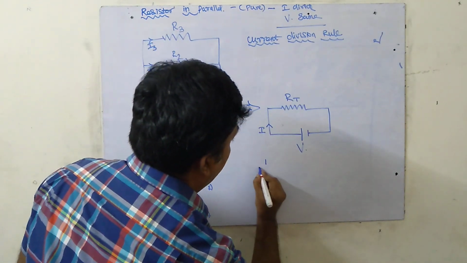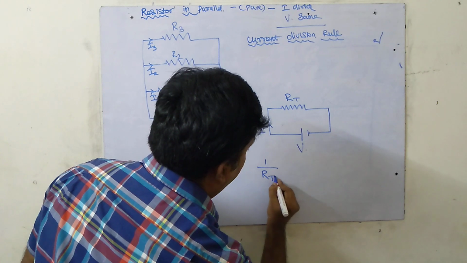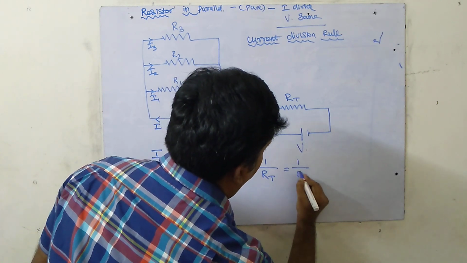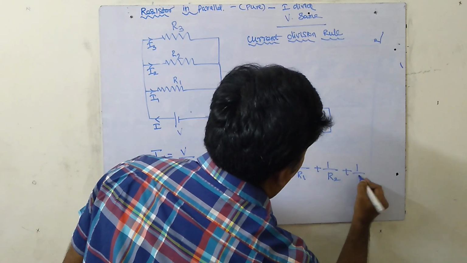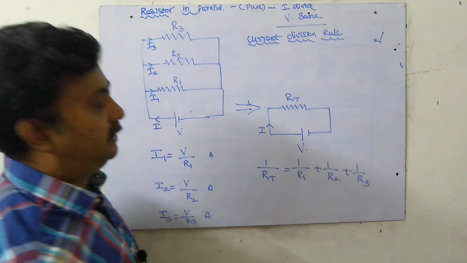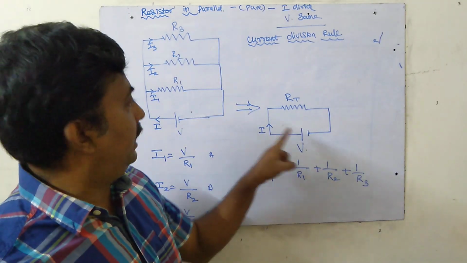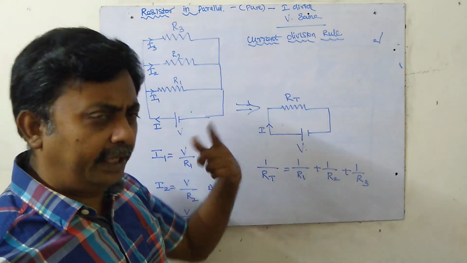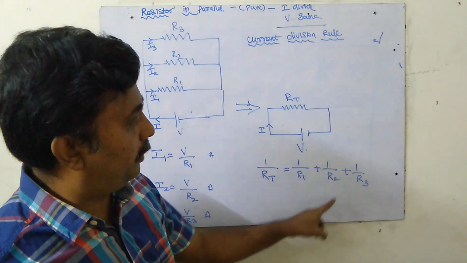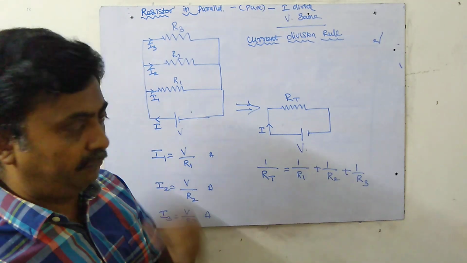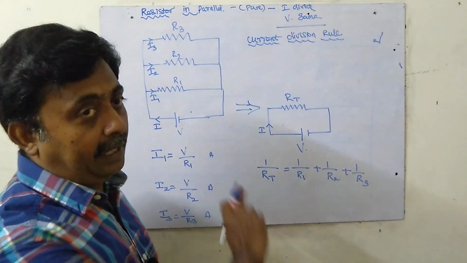The formula is 1 divided by R total equal to 1 by R1 plus 1 by R2 plus 1 by R3. This is the formula. If 3 resistors are connected in parallel, even if 2 resistors are connected, the formula is 1 by R total equal to 1 by R1 plus 1 by R2 plus 1 by R3. This is the formula for parallel circuits.